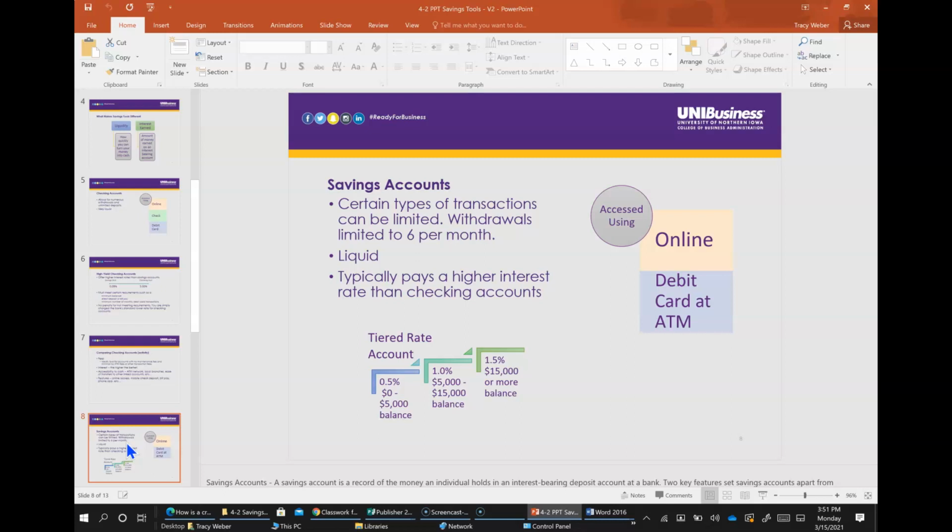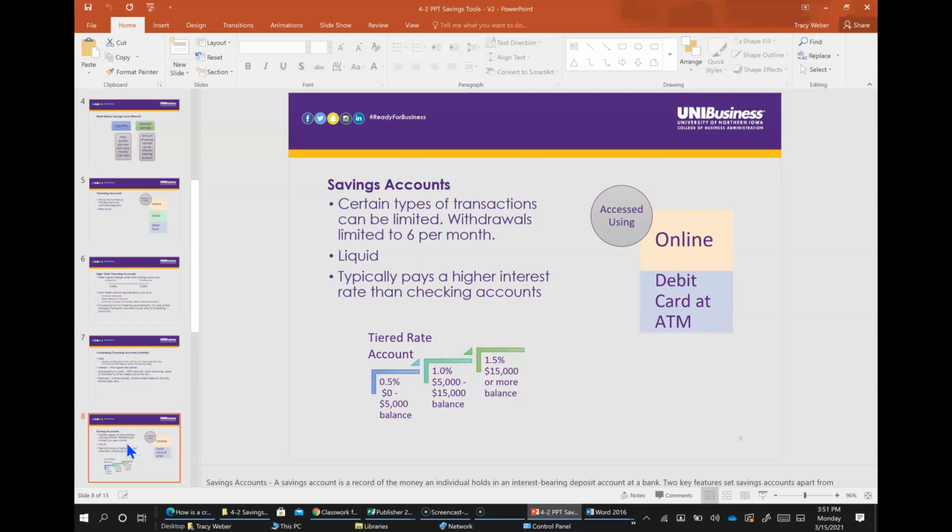A savings account is a record of the money an individual holds in an interest-bearing deposit account at a bank. Two key features set savings accounts apart from checking accounts. These accounts generally pay a higher interest rate than checking accounts. If a checking account pays 0.01% interest per year, a savings account might pay 1% interest per year. The interest rate depends on the bank, on economic conditions, and sometimes on how much money is in the account.